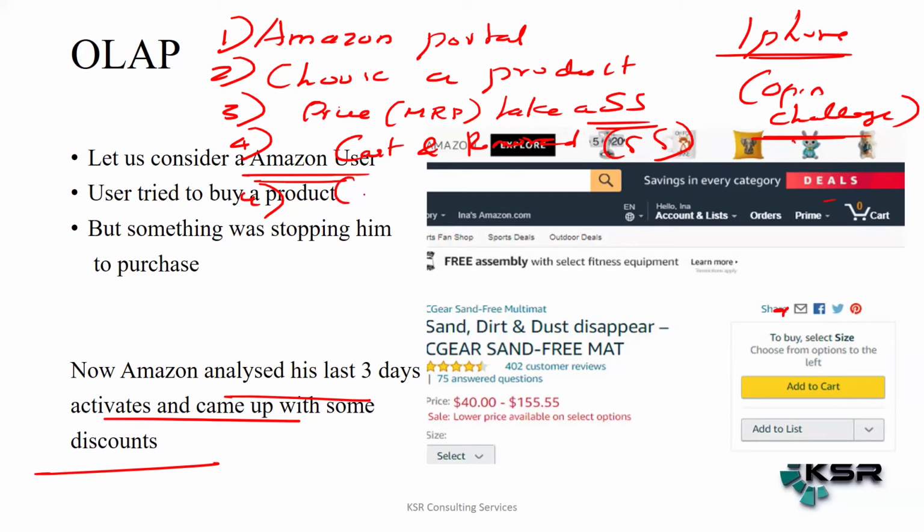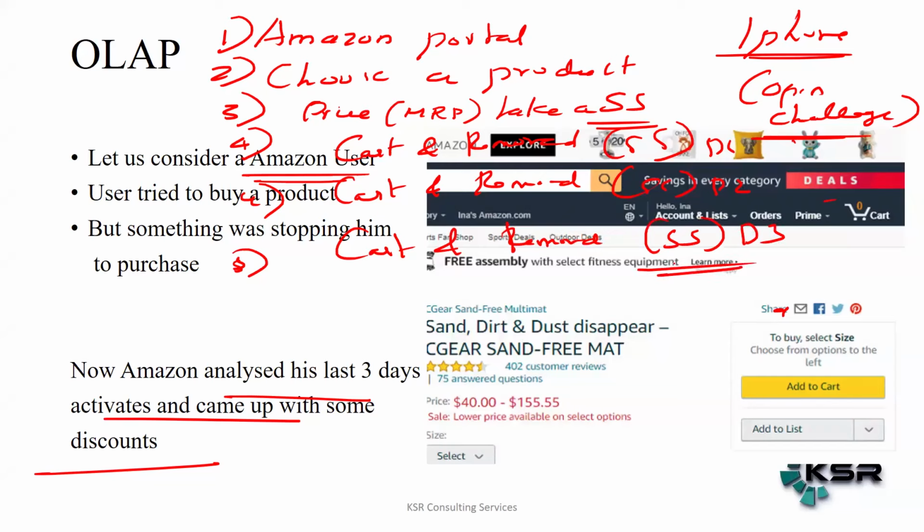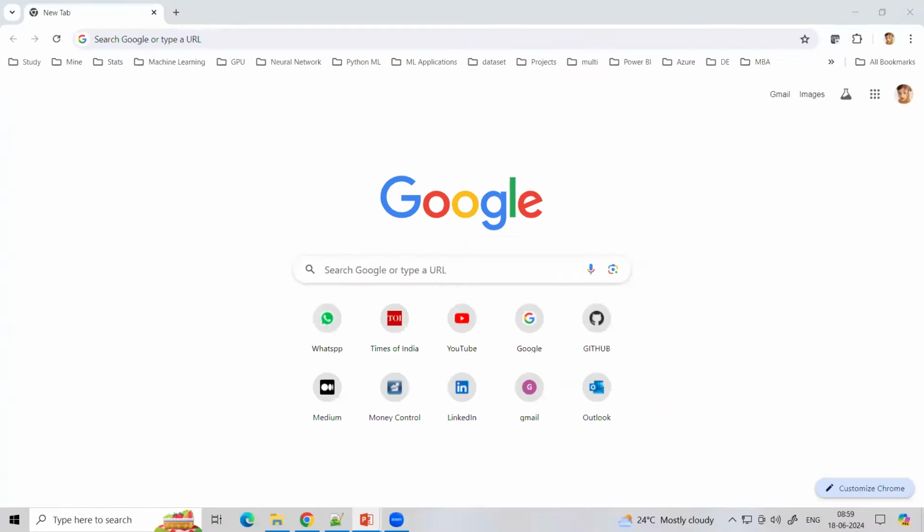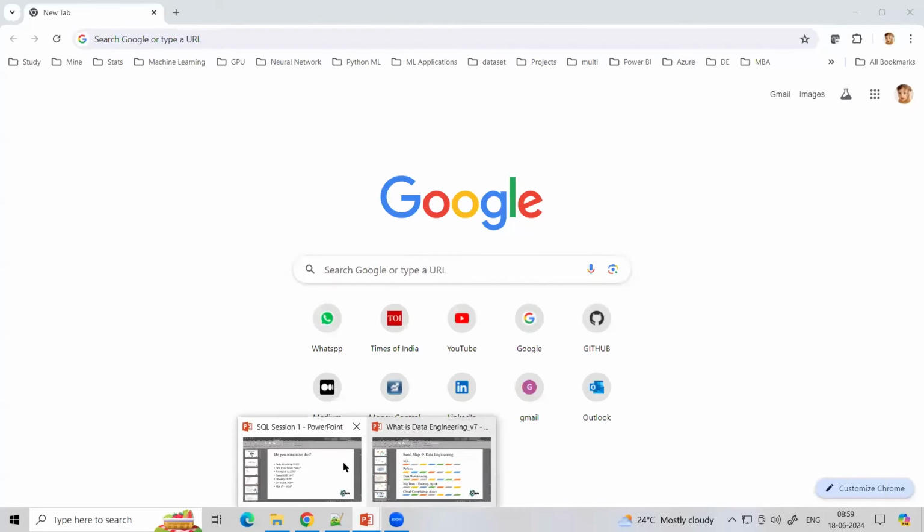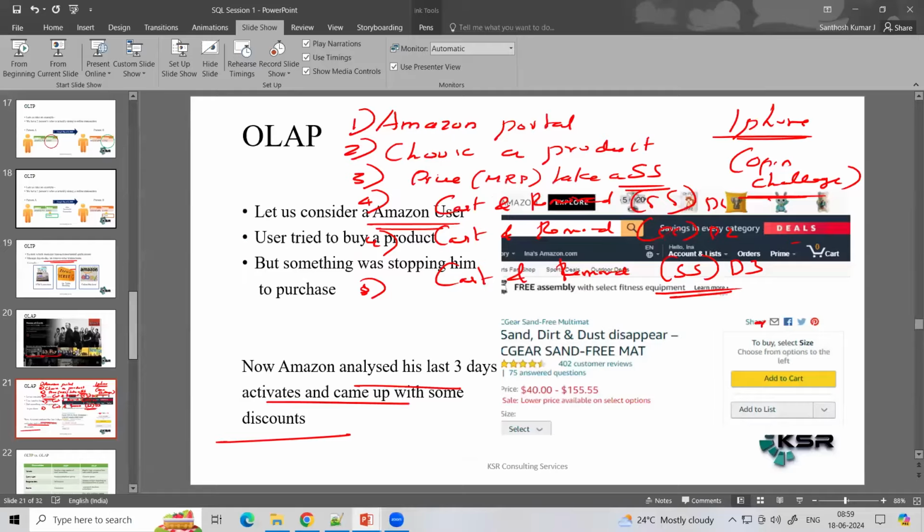4th step. Add to the cart and remove it. Screenshots. This is day one, this is day two. 5th step. Same product, add to the cart and remove it. Day three. Screenshots required. I want a proper screenshot with a timestamp showing when you have taken it. For example, if I take a screenshot now, it should show 8:59. So this is how I can believe that you have researched.